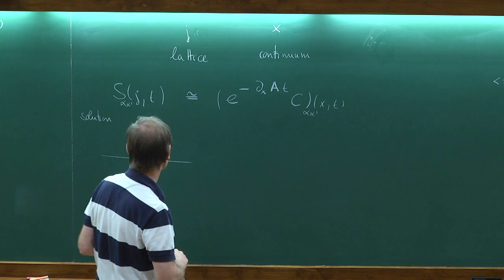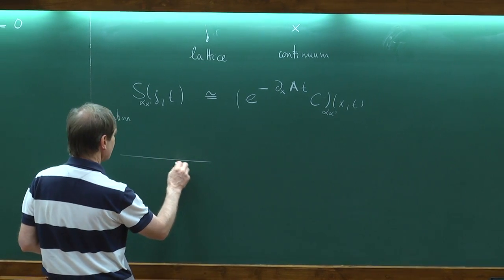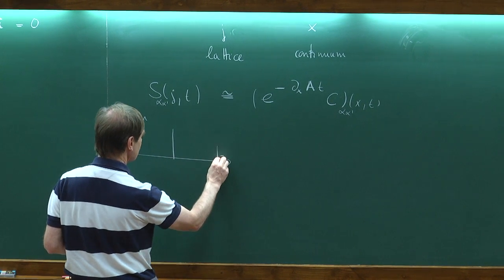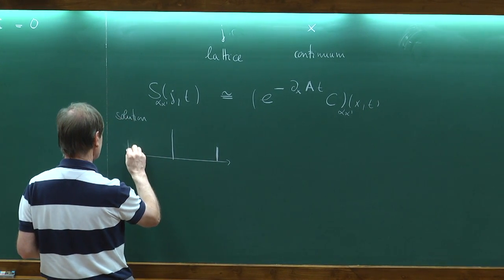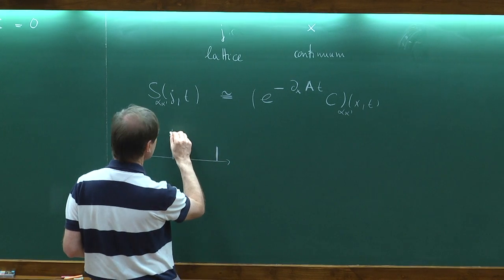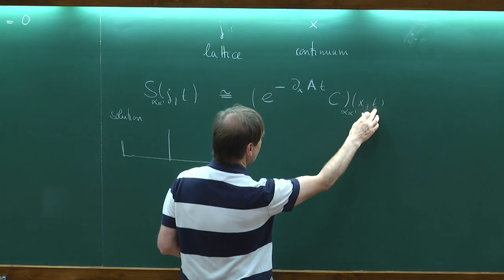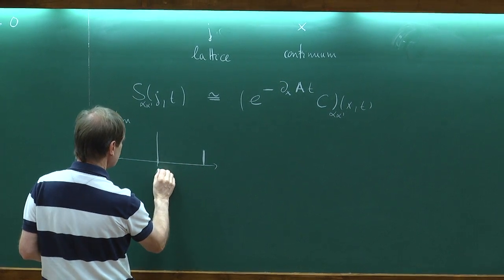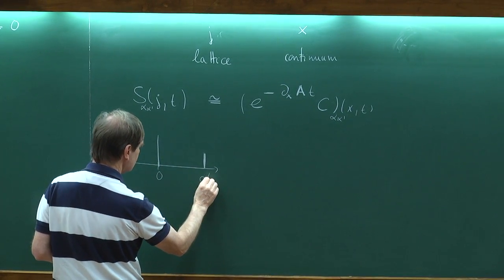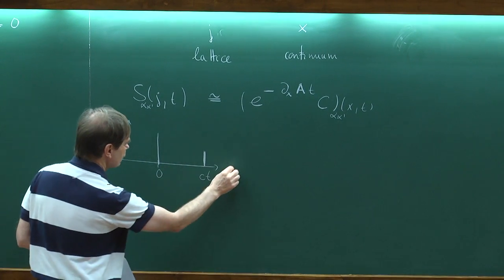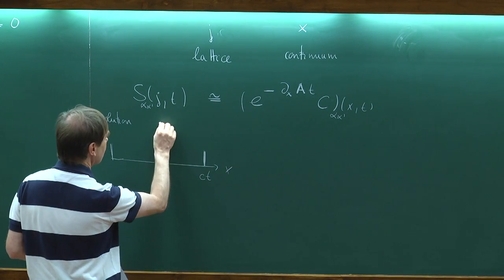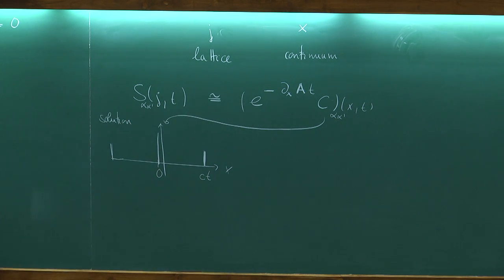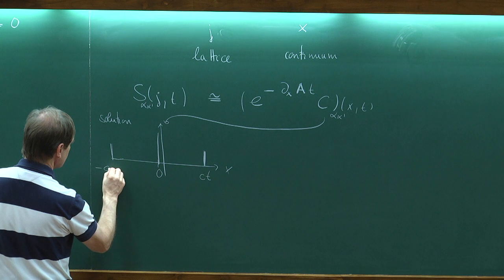And what this solution looks like is that, because I have 3 eigenvalues, I simply have 3 peaks, one to the right, one to the left. So as a function of x at time t, it is a sum of 3 delta peaks. This one is sitting at 0, this one is sitting at c times t. This is my x coordinate, and here I'm plotting this particular matrix element. And this other peak is sitting at minus ct.